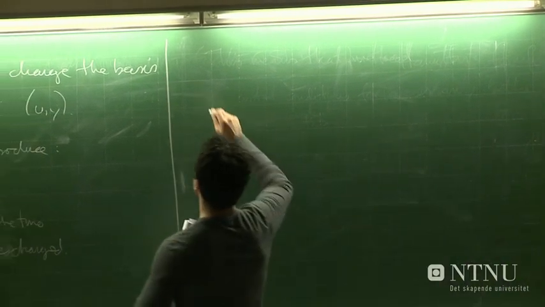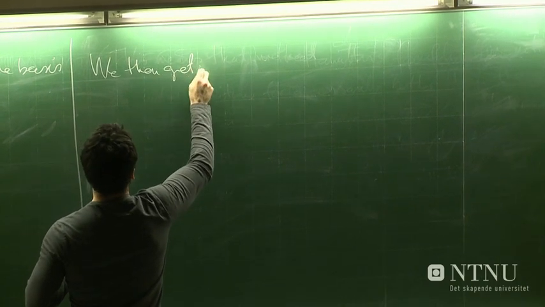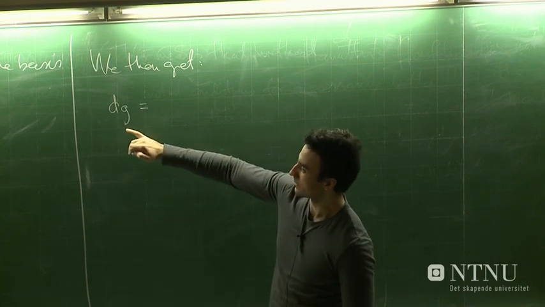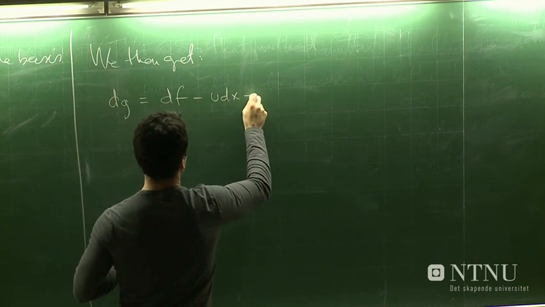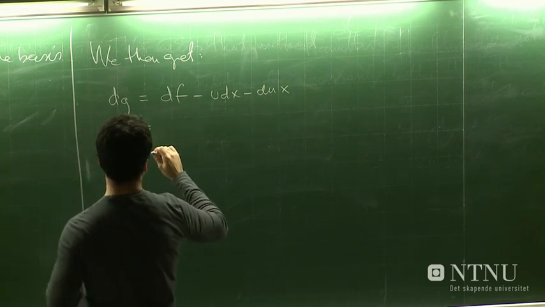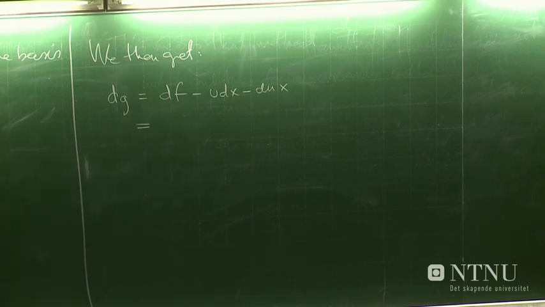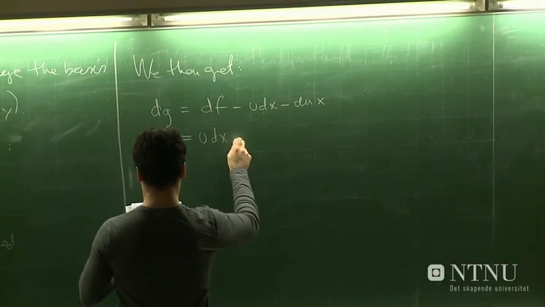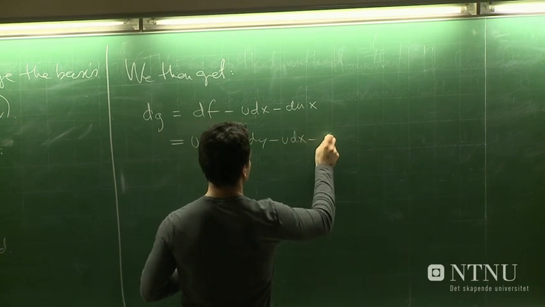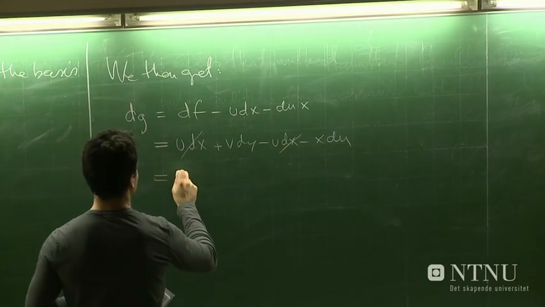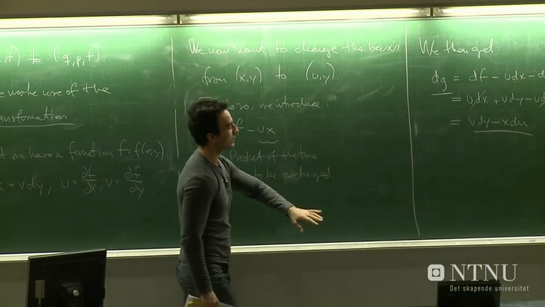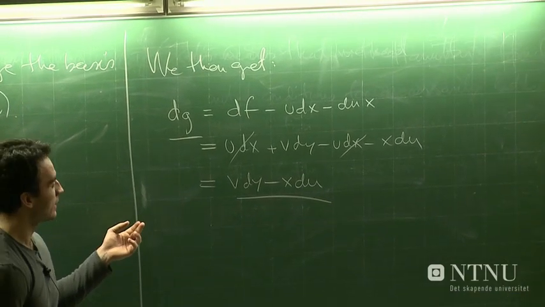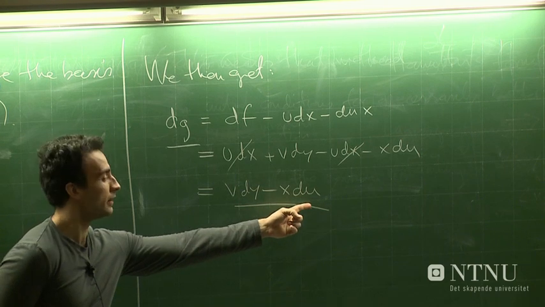Because if we do so, we may consider a differential of g. And then inserting df over here, we have achieved precisely the aim we were interested in. We want to change the basis from x, y to u, y so that an increment in g, the differential of g, is expressed in terms of increments in u and y.